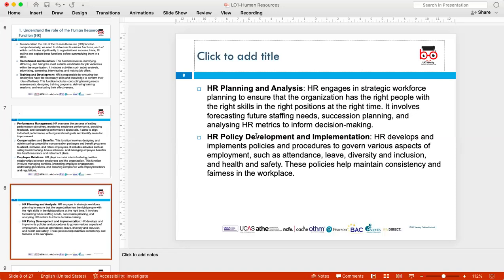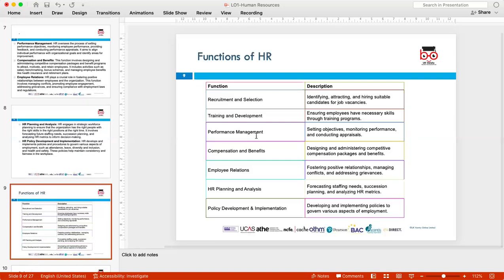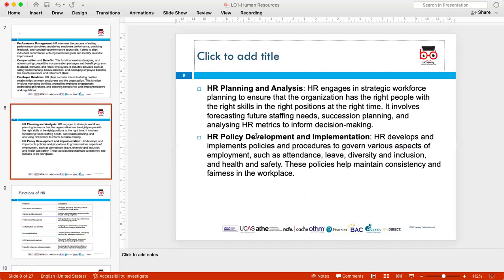Moving on to HR policy development and implementation. HR develops and implements policies and procedures to govern various aspects of employment, such as attendance, leave, diversity, inclusion, and health and safety. These policies help maintain consistency and fairness in the workplace. All right. So, talent management, one important function in which HR is responsible for attracting, retaining, and developing talent.